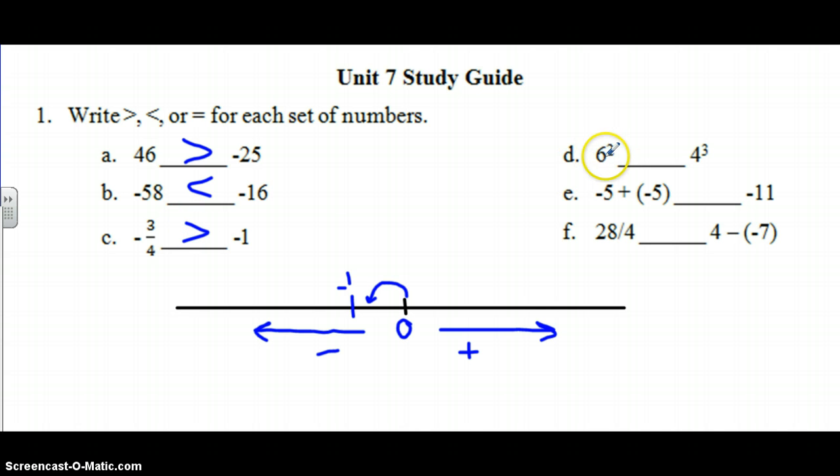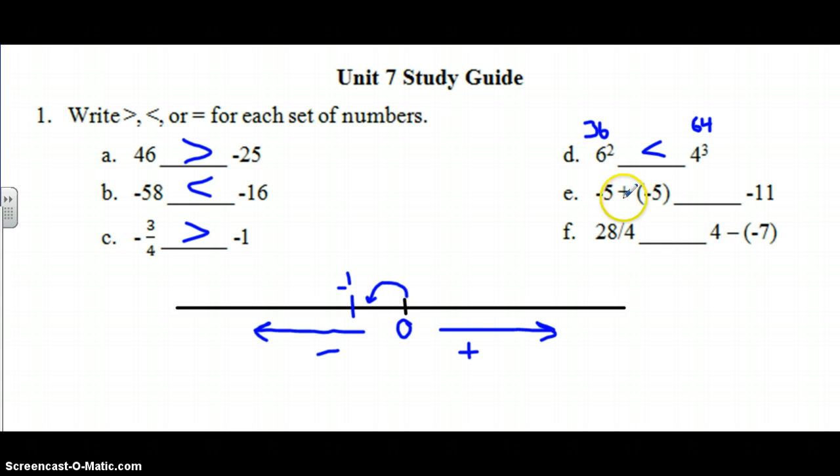For D, 6 to the second power, remember that that means 6 times 6. So here we have a value of 36, whereas 4 to the third power is 4 times 4 times 4. So that's 16 times 4, which is equal to 64, and therefore 4 to the third power is actually larger than 6 to the second power, so 6 to the second power is less than 4 to the third.